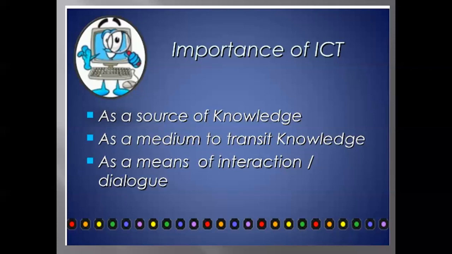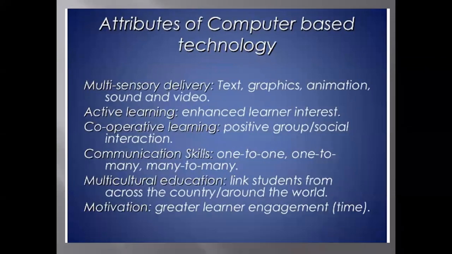As a source of knowledge, as a medium of transmitting knowledge, as a means of interaction, dialogues. Attributes of ICT-based technology: multi-sensory delivery, which means we can send text, graphs, animation, sound, and video. Active learning enhances the learner's interest in every topic. Cooperative learning means positive group social interaction. Communication skill is defined: we can communicate one-to-one, one-to-many, and many-to-many.